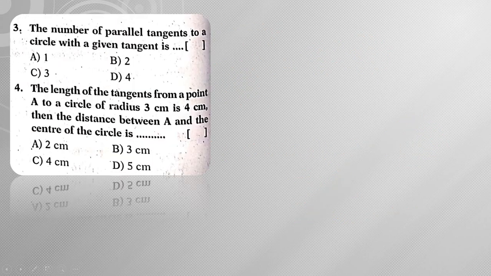Right, next moving on to question number 3. The number of parallel tangents to a circle with a given tangent is. So if a tangent is given for a circle, to this particular tangent we can draw only one parallel tangent.